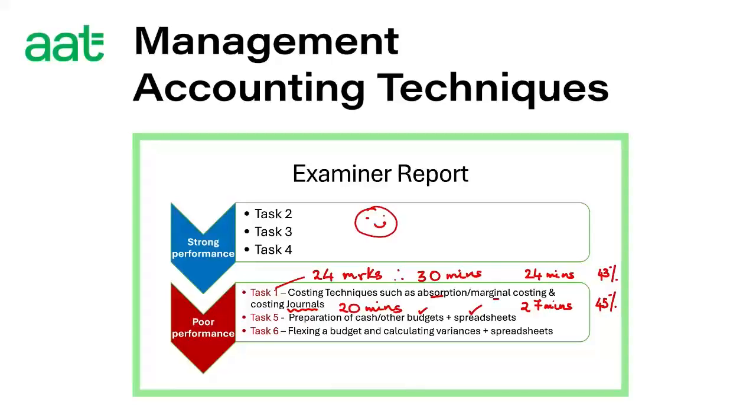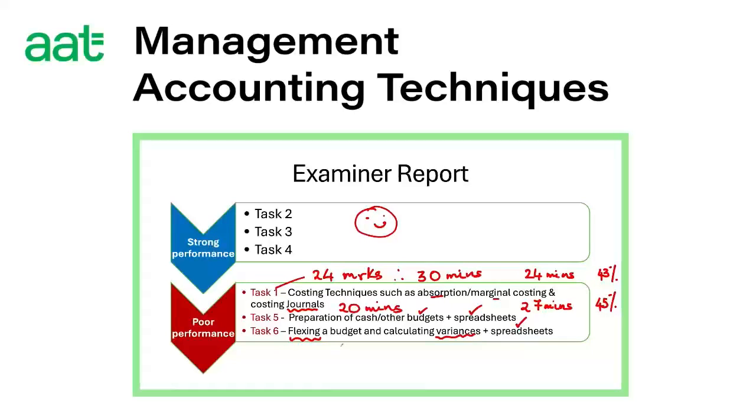Okay, so it's really important to understand why and how to prepare for this task so that you don't take as long, but you achieve the competency level. Task 6 is on flexing a budget and calculating variances. Now, if you've already studied the syllabus area, you know exactly how to flex a budget and how to calculate variances. You did this from level 2. However, it's the spreadsheets and reading the question carefully, I think, that make this task really tricky.